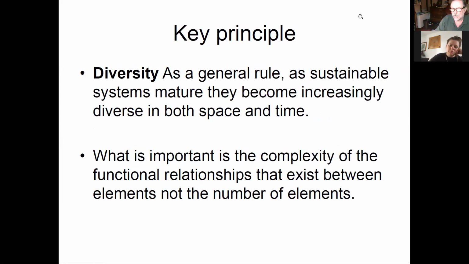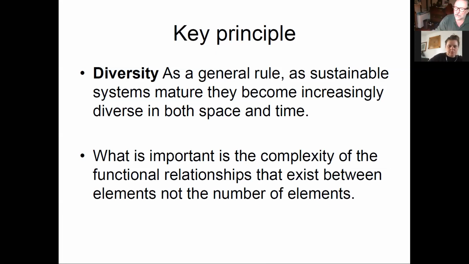Diversity. As a general rule, as systems mature, they become increasingly diverse, both in space and time. So again, think of that bare wall, starting off with a few lichens on it, and then we moved through a birch forest to a long-term oak forest. That system has become more diverse, both in the space it occupies three-dimensionally and in time. We've had elements that lived for only weeks or months, and now we've got elements that live for years and decades and maybe hundreds of years.